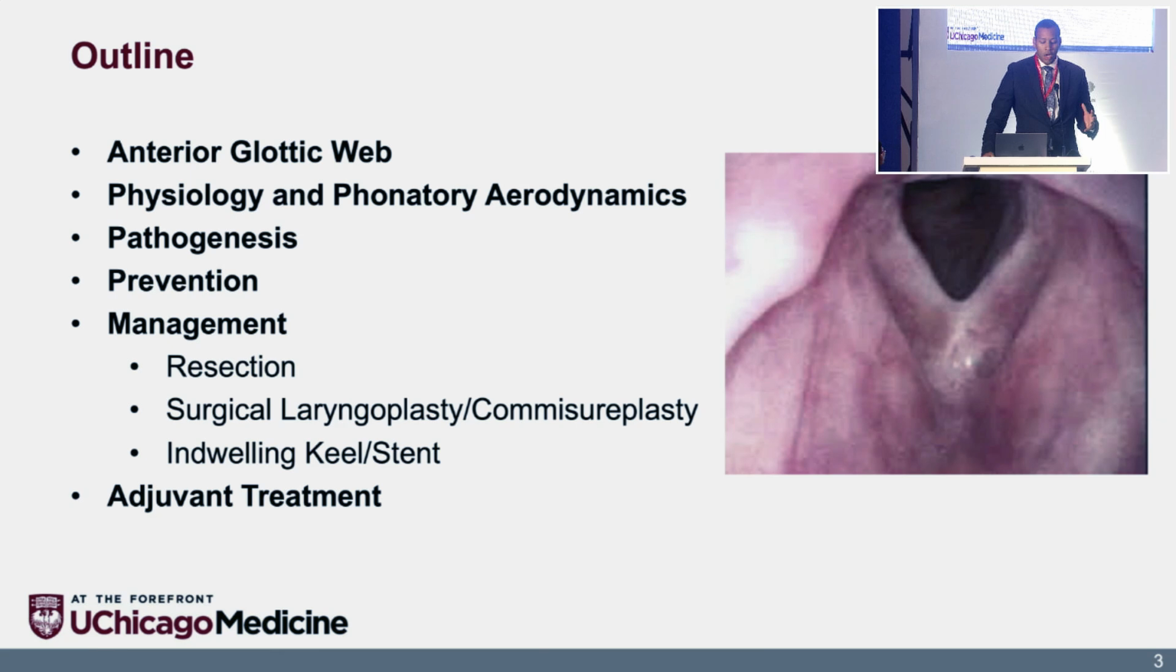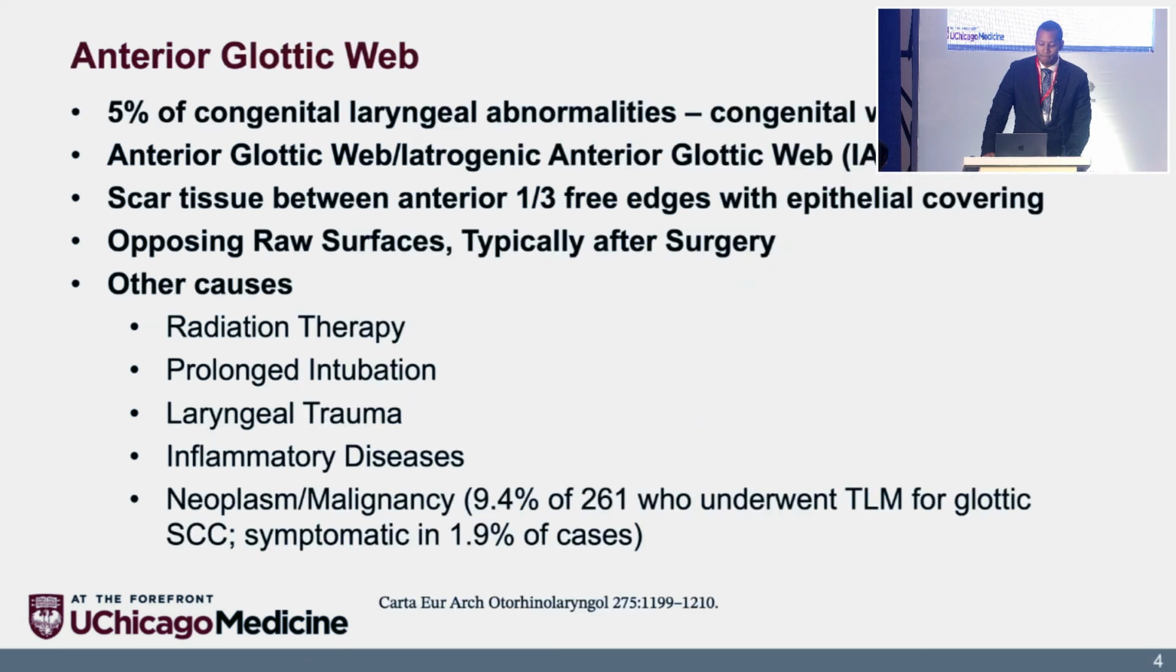Specifically, an outline for what we'll talk about today, like I said before: anterior web, how it affects the phonatory and physiologic aerodynamics, pathogenesis of the web, as well as management. And specifically, we'll talk about laryngoplasty as a way of endoscopically managing these webs. And then finally, we'll talk about adjuvant treatment that's been discussed in the literature and how to address them post-operatively.